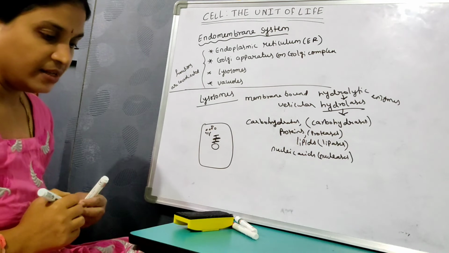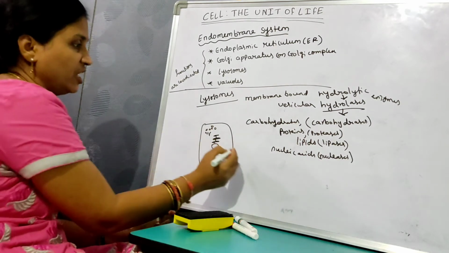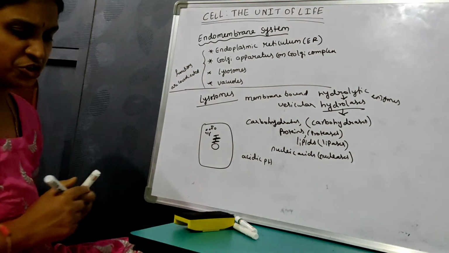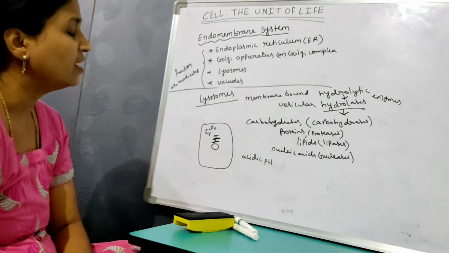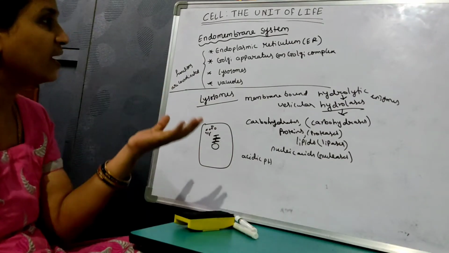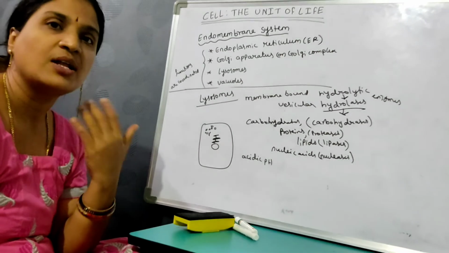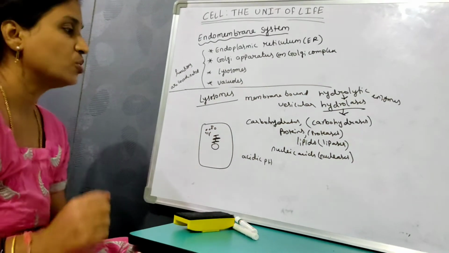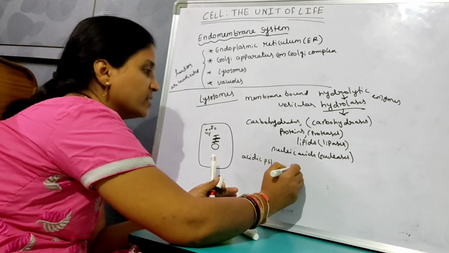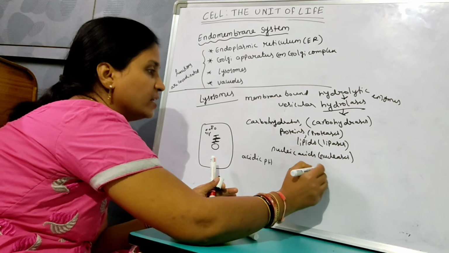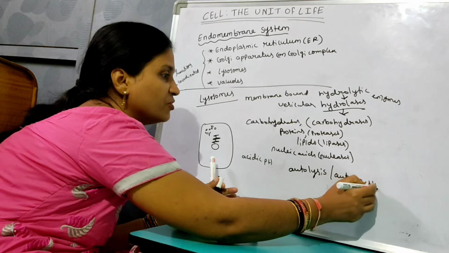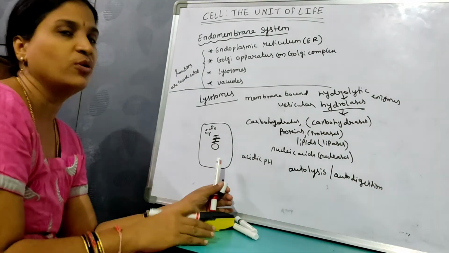These lysosomes have an acidic pH. Under extreme conditions, under starvation conditions, what happens? These lysosomes release the hydrolytic enzymes, which digest the cellular contents, causing the death of the cells. So it causes autolysis or autodigestion. For the digestion of the cellular contents, it releases the hydrolytic enzymes.